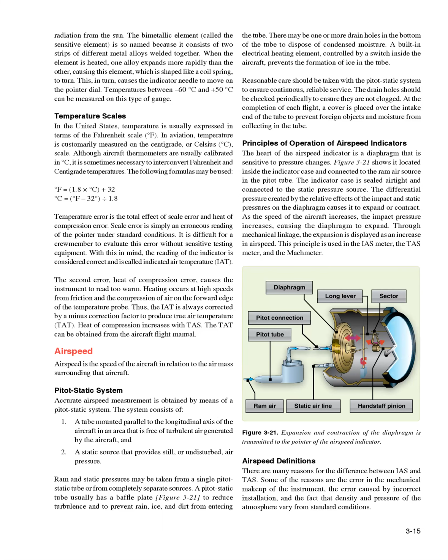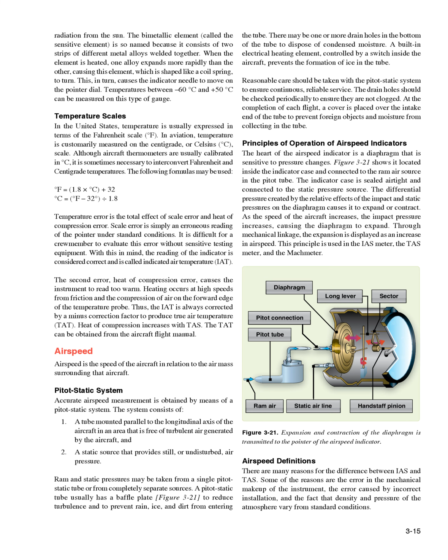The bimetallic element, called the sensitive element, is so named because it consists of two strips of different metal alloys welded together. When the element is heated, one alloy expands more rapidly than the other, causing this element, which is shaped like a coil spring, to turn. This, in turn, causes the indicator needle to move on the pointer dial. Temperatures between -60 degrees Celsius and +50 degrees Celsius can be measured on this type of gauge.